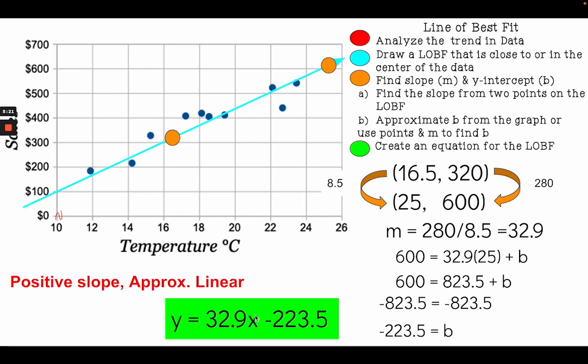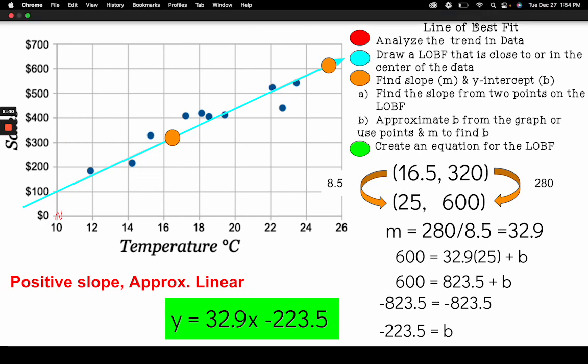Okay, so again, number 1, we analyze the trend in data. Number 2, we drew our LOBF. Number 3, we found the slope and the y-intercept using the points from the graph. And then once we found our m and our b, we created our equation for the line of best fit, or the LOBF.